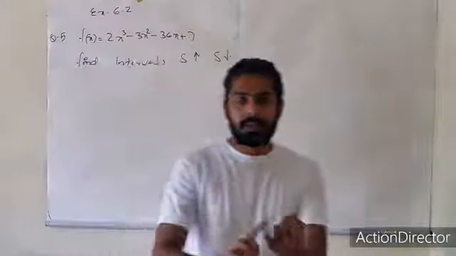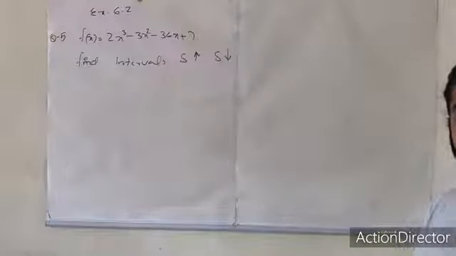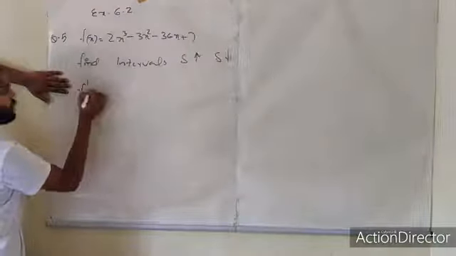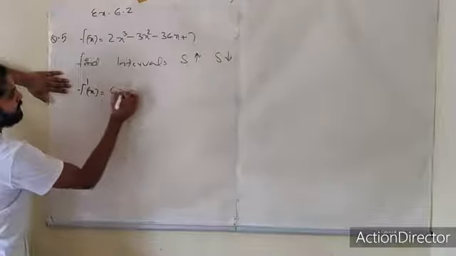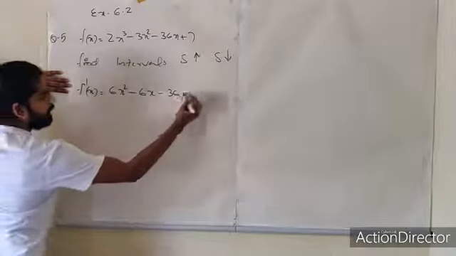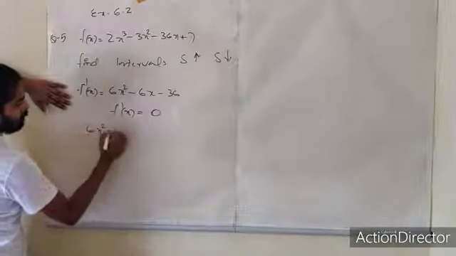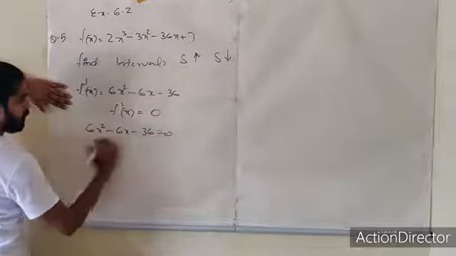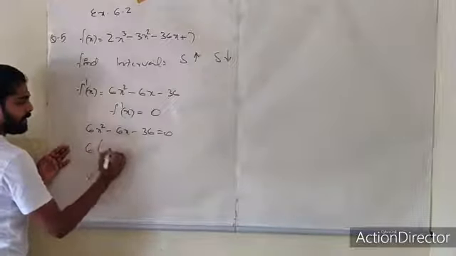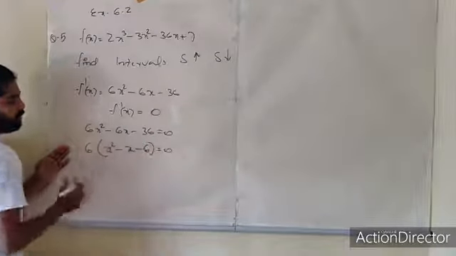So what was the working rule? First, differentiate the function, find the derivative. Let the derivative equal 0, then find the turning points. Differentiating the function, f dash of x equal to 6x square minus 6x minus 36, the derivative of 7 is 0. Let f dash of x equal to 0. That means 6x square minus 6x minus 36 equal to 0. We have to solve this to find the value of x. Taking 6 in common, x square minus x minus 6 is equal to 0.